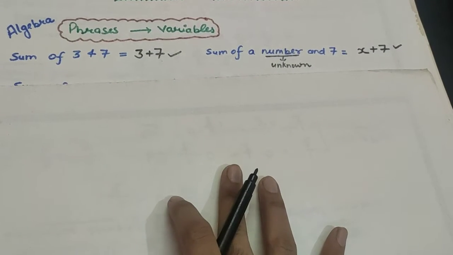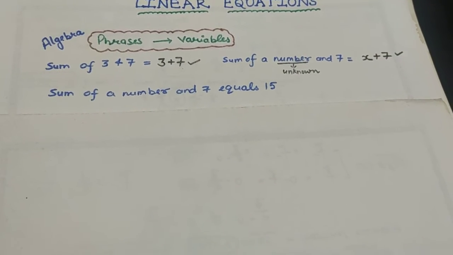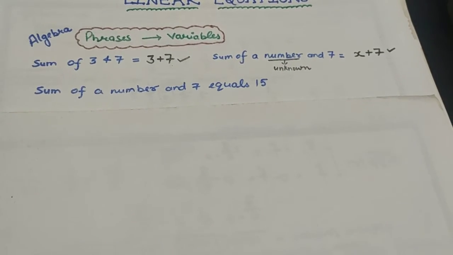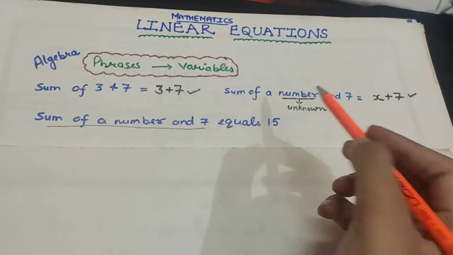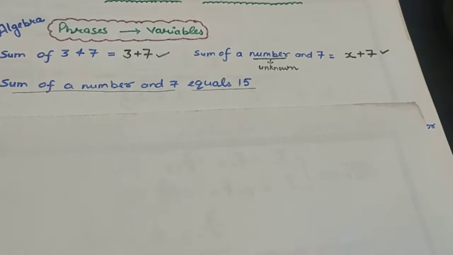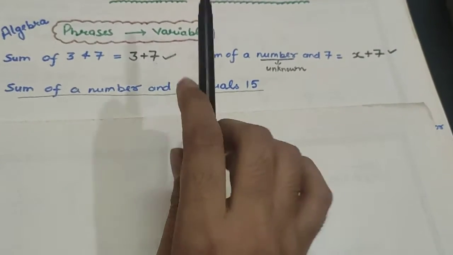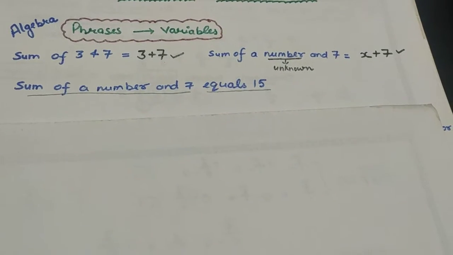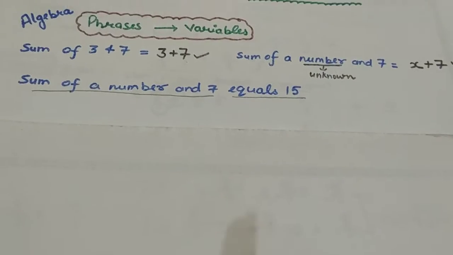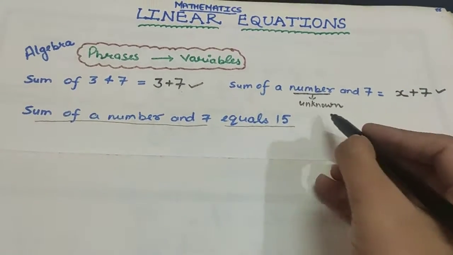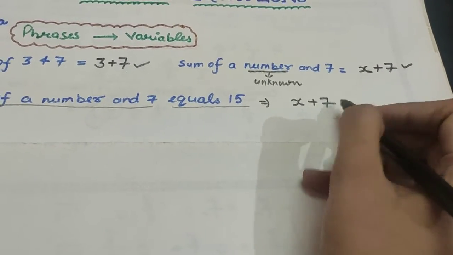Let us look at one more phrase. Sum of a number and 7 equals 15. Well, this phrase we can divide into two parts. The first part is the sum of a number and 7 and the second part is equals 15. So we will try to write it down with the help of variables. Look at the first part, sum of a number and 7. You can see that the number is an unknown quantity, so we will use a variable. So we will represent the first part as x plus 7, right?